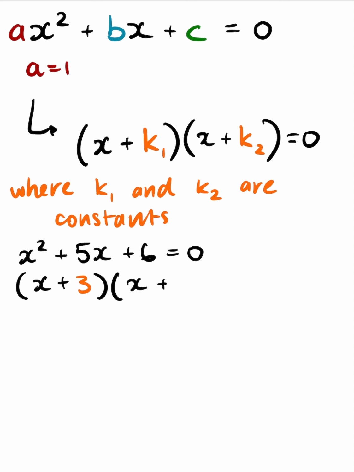And we want to put it into this form, which is bracket x plus k1, close bracket, bracket x plus k2, close bracket, equals 0, where k1 and k2 are constants. In this case, we worked out that k1 and k2 were 3 and 2. So we essentially just substitute these into our brackets. So bracket x plus 3, close bracket, bracket x plus 2, close bracket, equals 0.